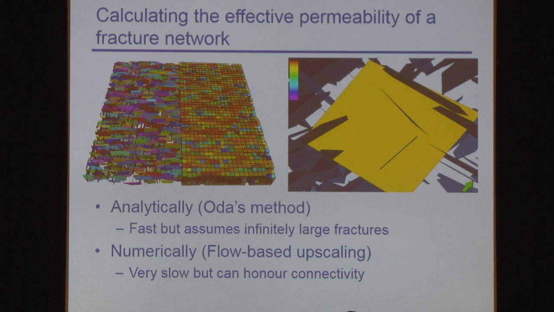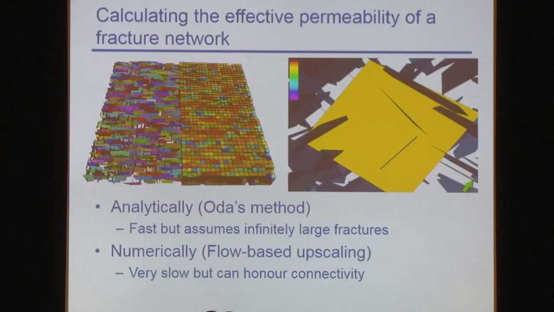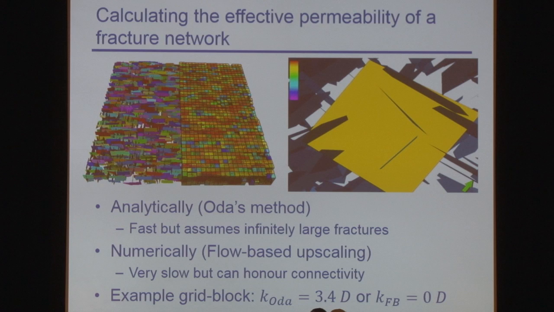And this immediately gets us into trouble, because if you randomly pick a grid block here, this is the grid block in yellow, with the number of disconnected fractures in there, well, the ODES method, the analytical method, gives us a permeability of 3.4 Darcy, because it assumes infinitely large fractures. It detects that the fractures are connected at the scale of the grid block. Flow-based upscaling gives us a permeability of zero.